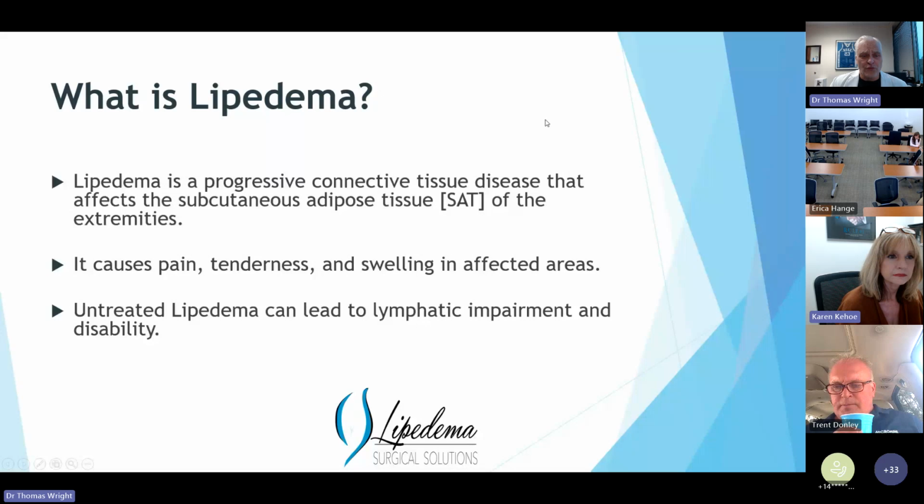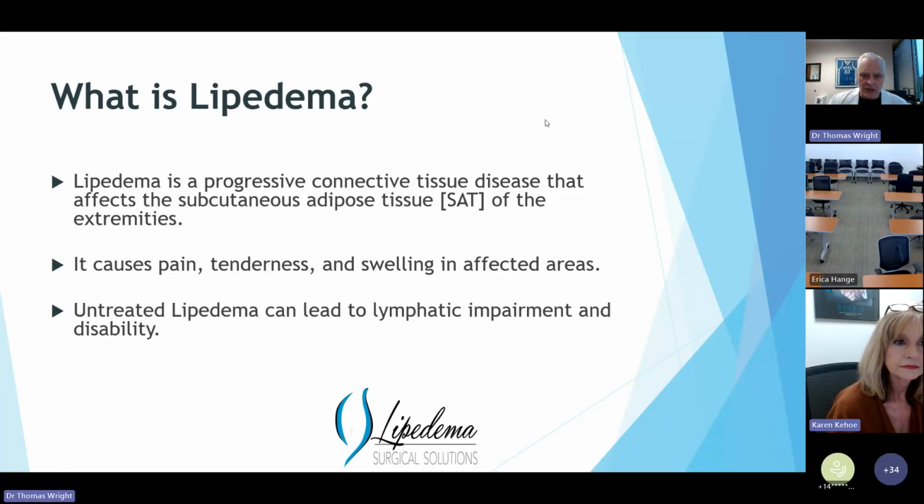And so first I want to explain what lipedema is. It's not well known. Most people in the general population, even among medical providers, do not know it well or recognize it. But it's a progressive connective tissue disease that affects the subcutaneous adipose tissue in the extremities. It causes pain, swelling, and tenderness. And untreated, it can lead to mobility impairments, lymphatic impairments, and ultimately disability.